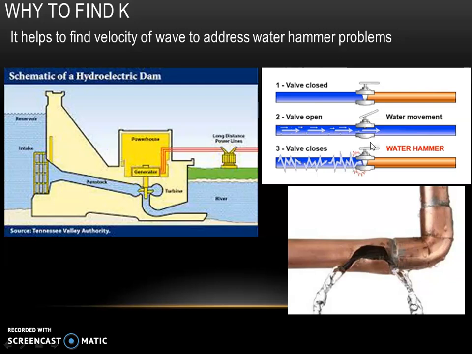But when the valve is abruptly or suddenly closed, water will flow backwards and hit the material of the pipe with high impact, due to which there will be damage to the material of the pipe. So this is referred to as water hammering. We have to see to it that there is no damage being caused due to water hammering. So the value of K helps us to find the velocity of the wave to address water hammer problems.